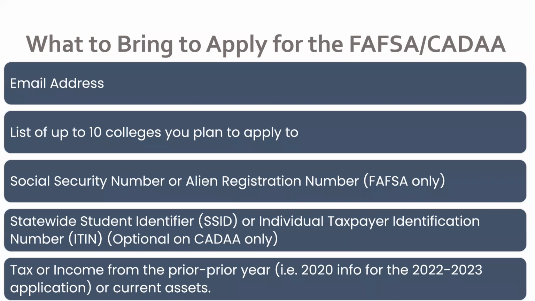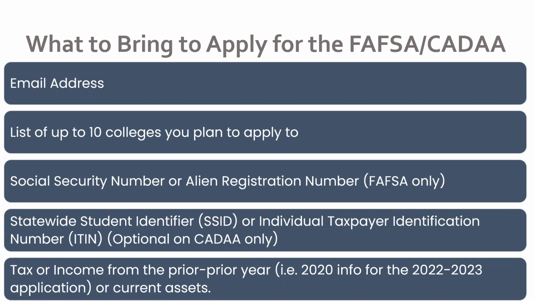And then lastly, they're going to need to know their tax or income information from the prior year. So for students applying now who are planning to attend school in 2022-2023, they'll be asked for information about their financials from 2020. So if they filed taxes in 2020, they'll want to have their tax income information. Maybe they didn't make enough to have to file taxes, but they worked. So they'd want to look at their W-2s.